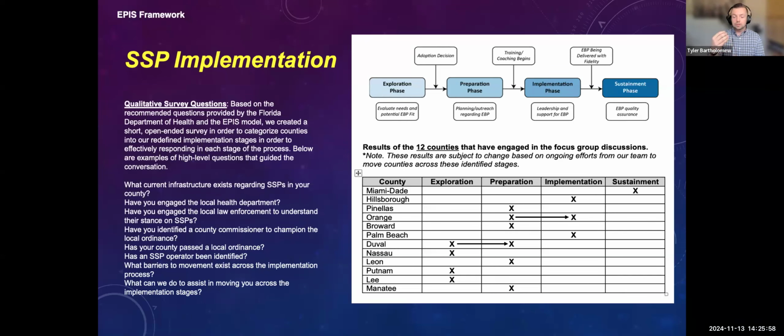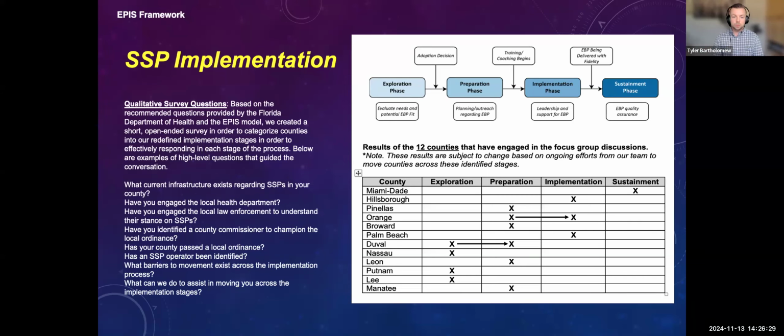That really was a rate-limiting step when it came to implementation. Now, as we've changed the policy and new policies have come in place, one of the policies that was passed in 2019 allows all counties in Florida to implement this program, but they need to get local approval in their counties. And so at this time, thinking about how we're going to structure implementation and be strategic and scientific and leverage the best strategies possible to get counties to move across the implementation phase, we leveraged EPIS.